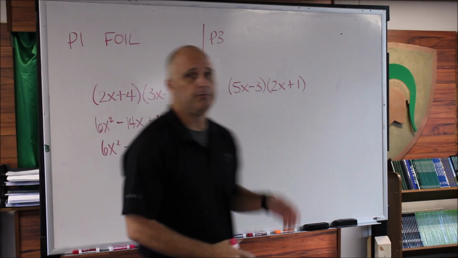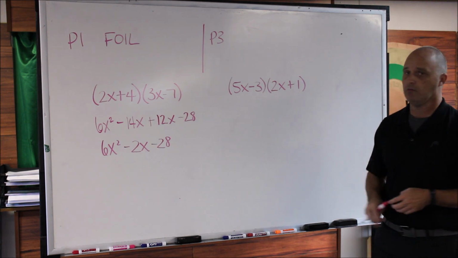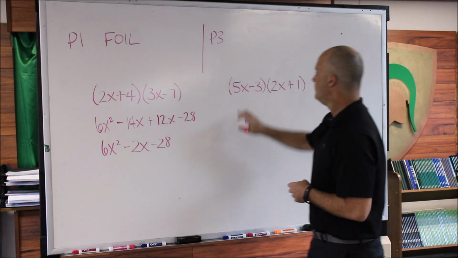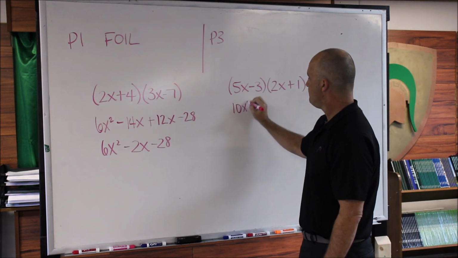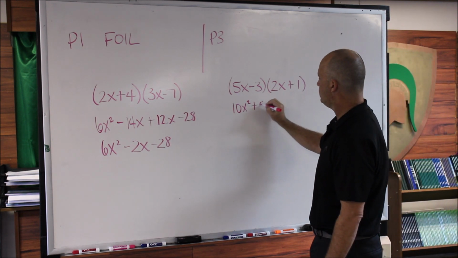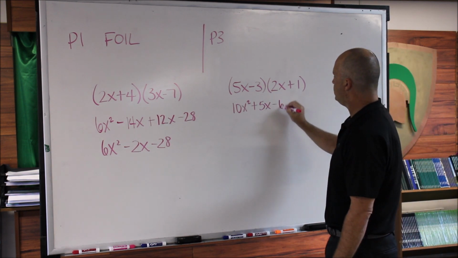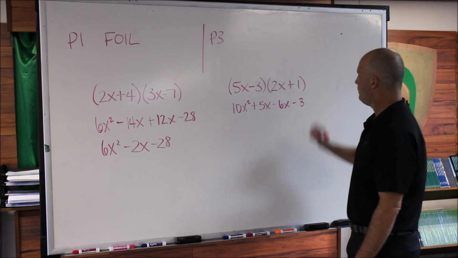So you can see in problem number 3, we've got a similar problem. We've got two binomials that are being multiplied together, so we're going to apply the FOIL method. So 5x times 2x is going to be 10x squared. 5x times 1 is positive 5x. Negative 3 times 2x is negative 6x. And negative 3 times 1 is negative 3.